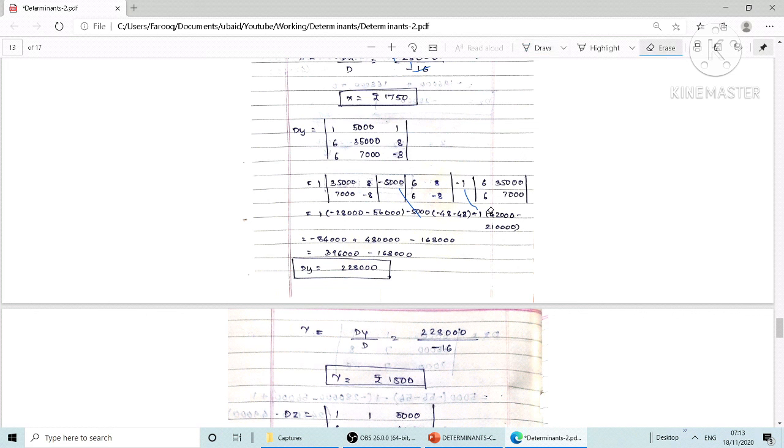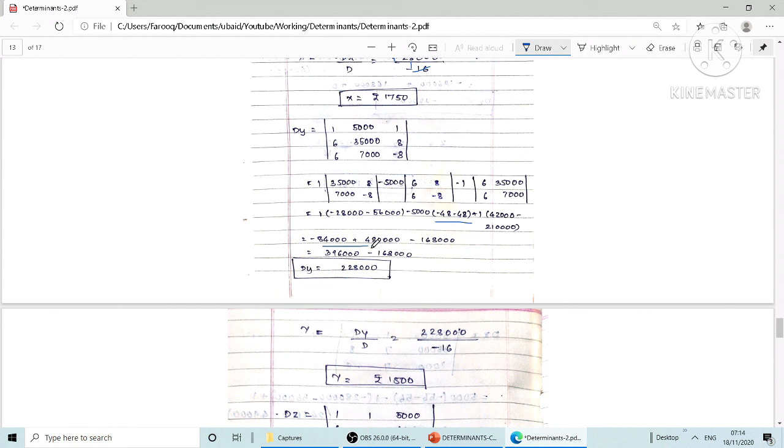Then we will solve this bracket. Minus 28,000 minus 56,000, we will add these numbers and the minus sign will come. Then by solving this bracket we have got minus 84,000. When we solve this bracket and multiply with 5,000, we will get 4,80,000. When we subtract 42,000 minus 2,10,000, we will get minus 1,68,000.